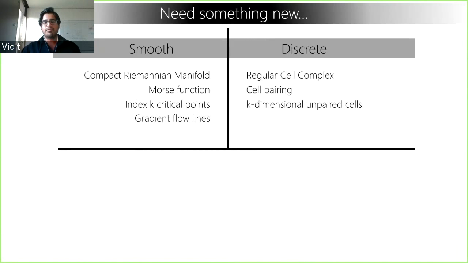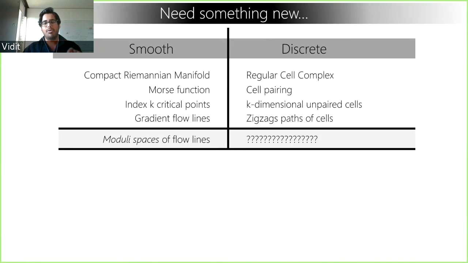On the left side, you have gradient flow lines, and here you have zigzag paths of cells, even if they're not unique. And now, you remember how we went to this equatorial circle in the case of the smooth sphere? We have nothing. What is the analog of that? If you have a whole bunch of zigzags connecting one critical cell to another critical cell, up, down, up, down, up, down, up, down, how do I put a topology on that space of all zigzags? And that's the fundamental obstruction right now.